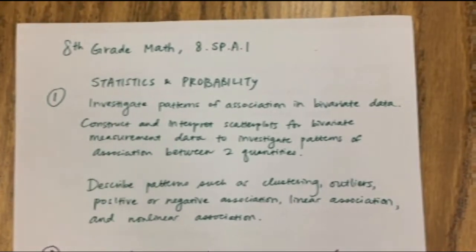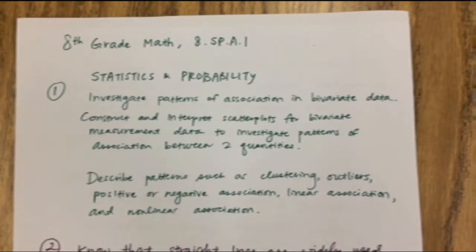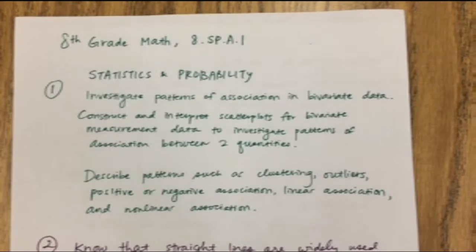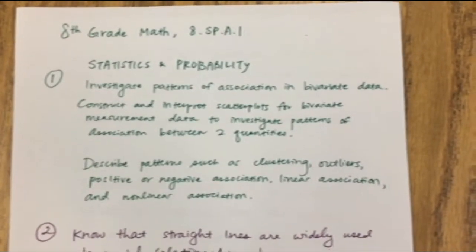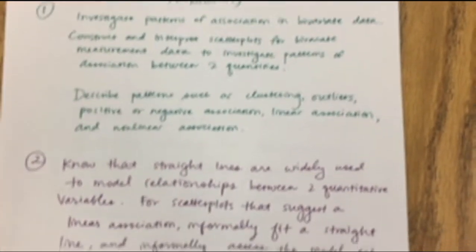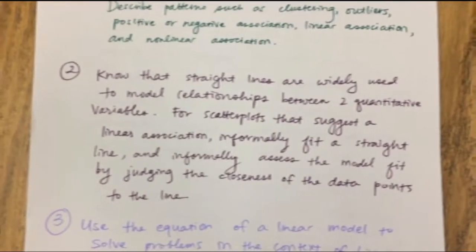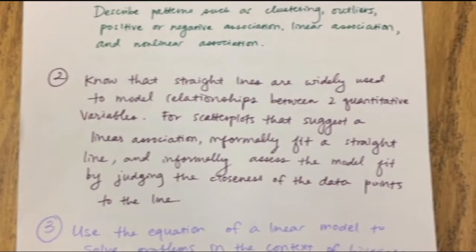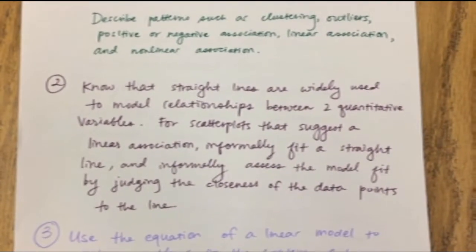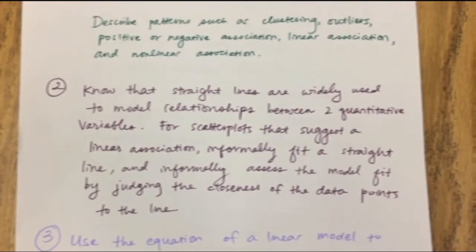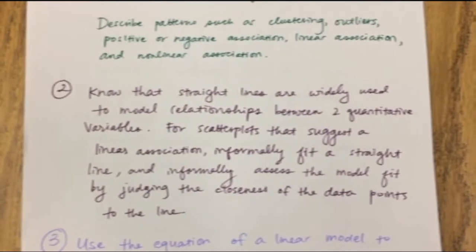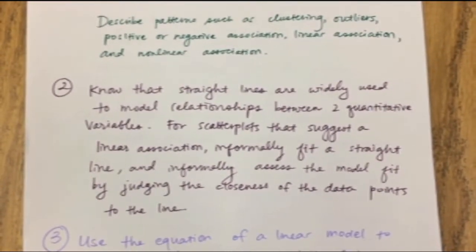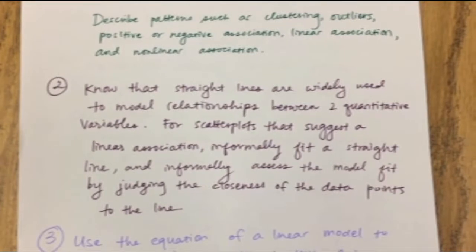Describe patterns such as clustering, outliers, positive or negative association, linear association, and nonlinear association. Know that straight lines are widely used to model relationships between two quantitative variables. For scatter plots that suggest a linear association, informally fit a straight line and informally assess the model fit by judging the closeness of the data points to the line.